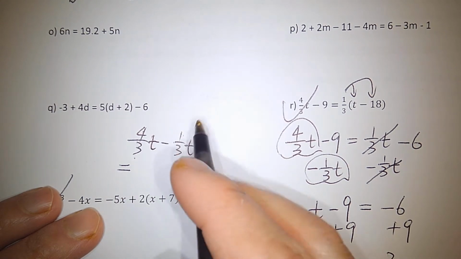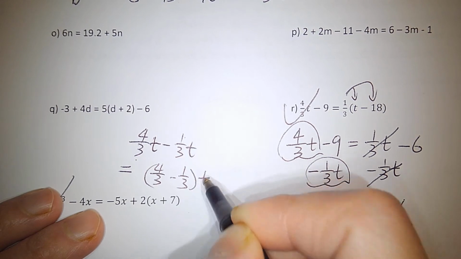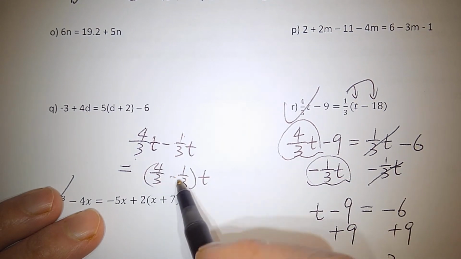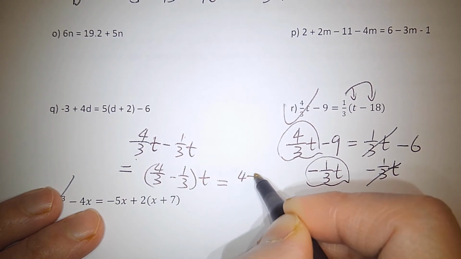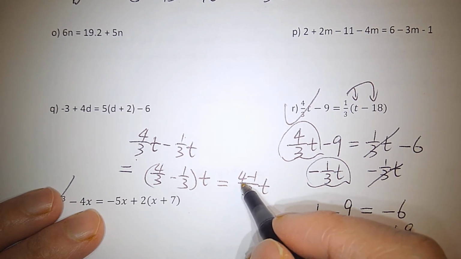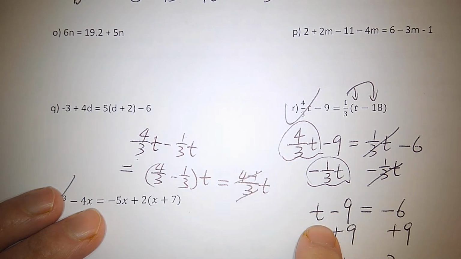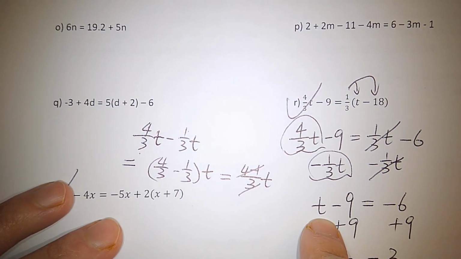4/3 minus 1/3, right? T. What is 4/3 minus 1/3? 4 minus 1 is 3, right? 3 out of 3 is what? Positive 1, so that gives us positive t. Oh, I read it wrong.